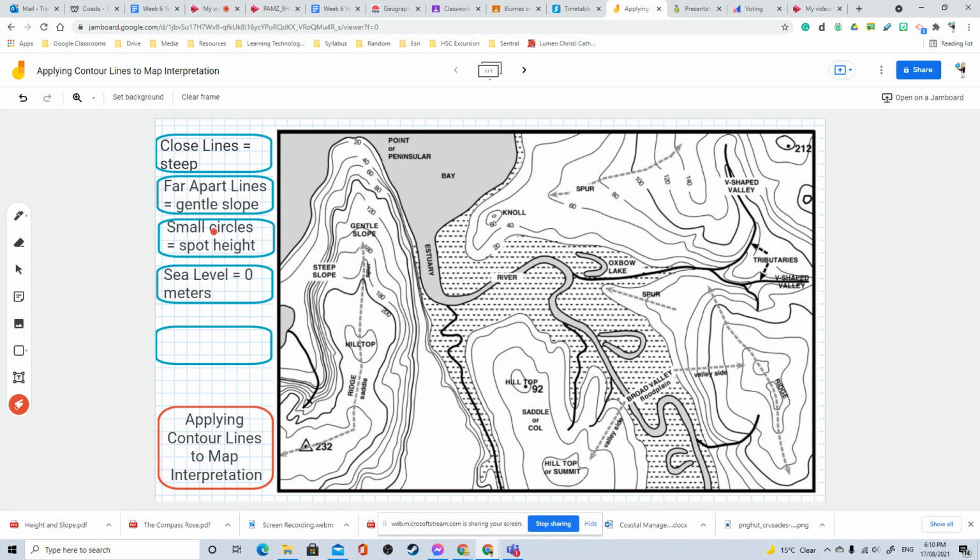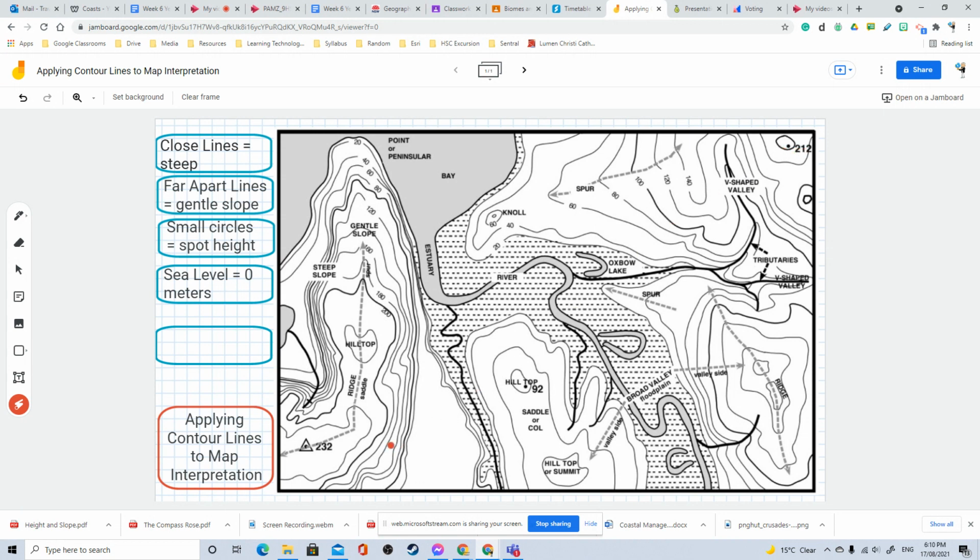Also, when the contour lines make small circles, this usually indicates a spot height. So for example, you can see a small circle in here where we have a little dot there with the number 92. That also indicates a spot height and indicates a high point. We have a high point also over here in the top right corner of 212 meters.